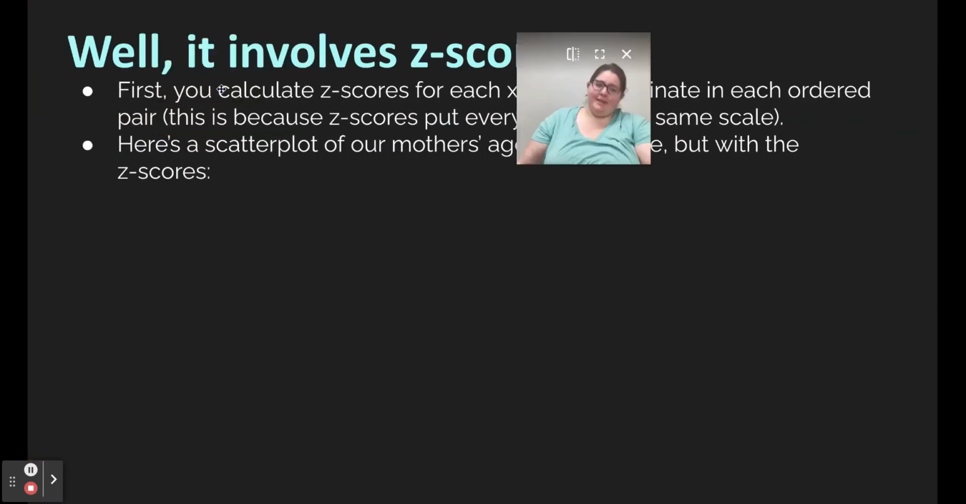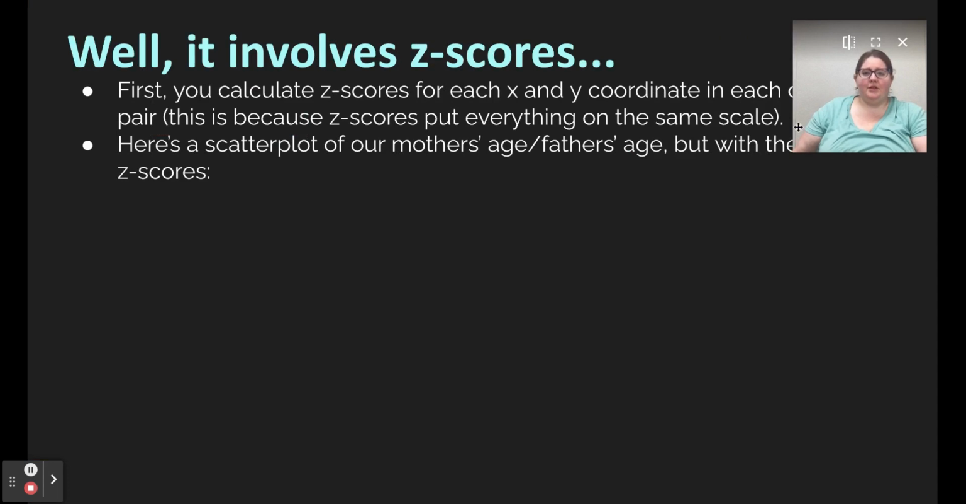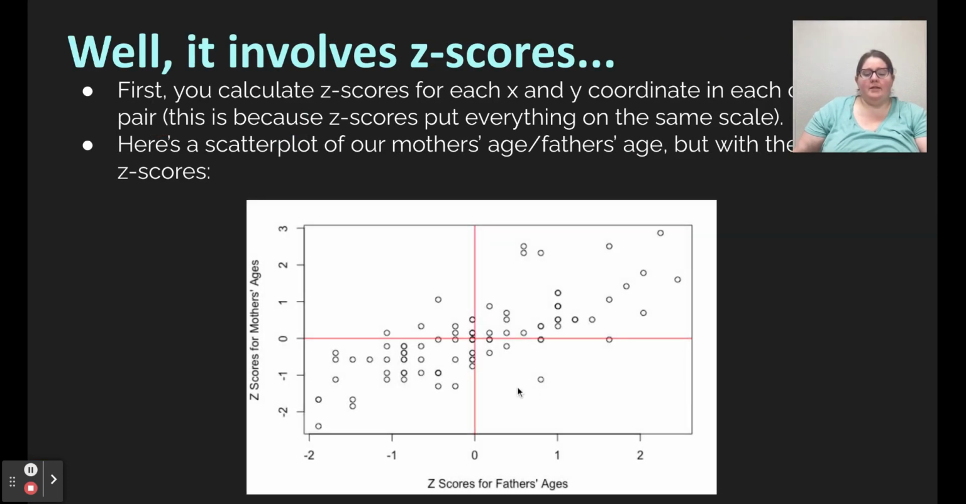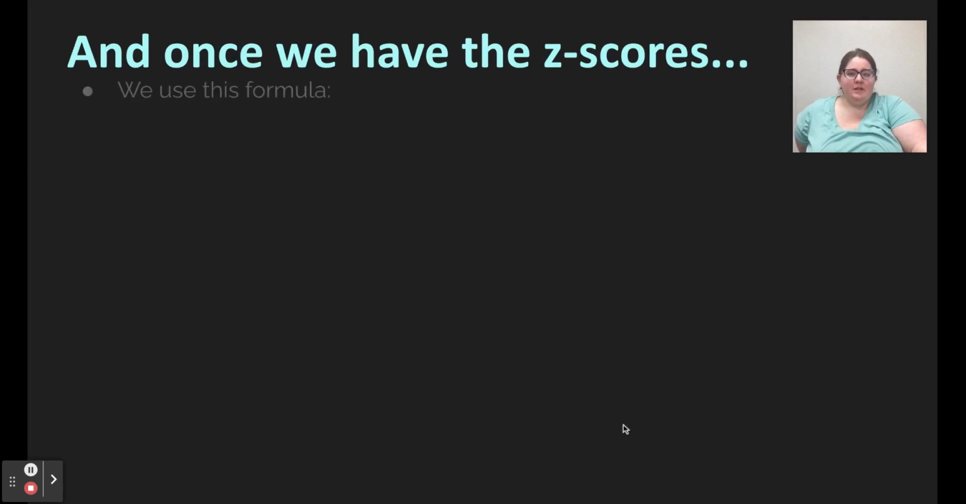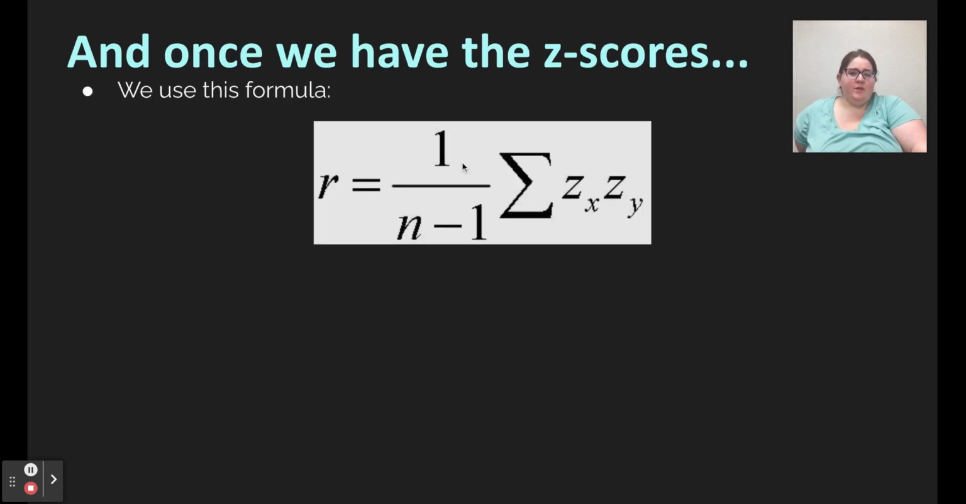So how is R calculated? Well, it involves z-scores, and there's a pretty long process to it. Here are our z-scores for each mother's age, father's age data. I just converted all of those numbers into z-scores. The red lines are the x and y axis, and these are all of the z-scores. Once we find all of the z-scores for each of the values, we use this lovely formula to calculate R.